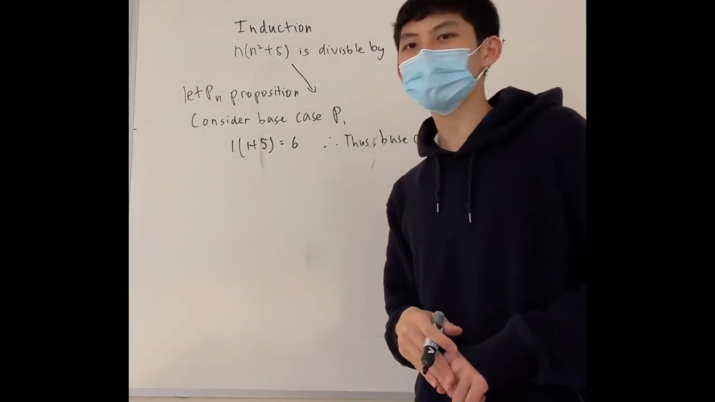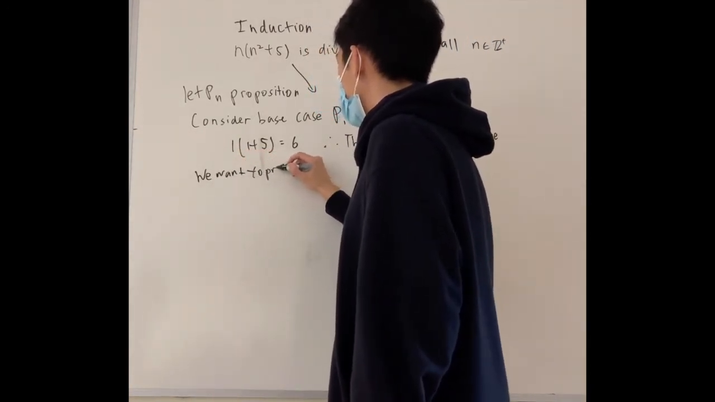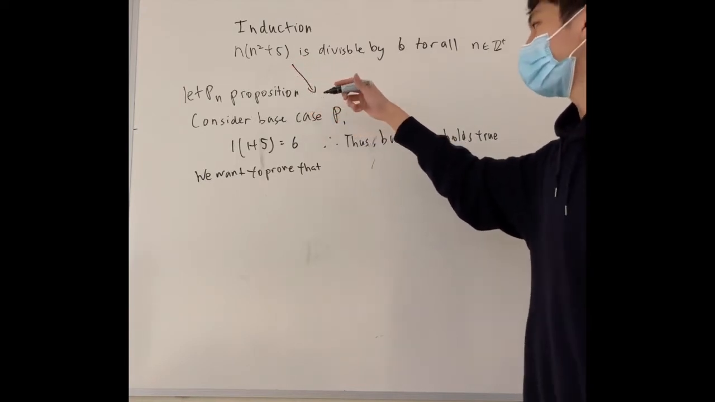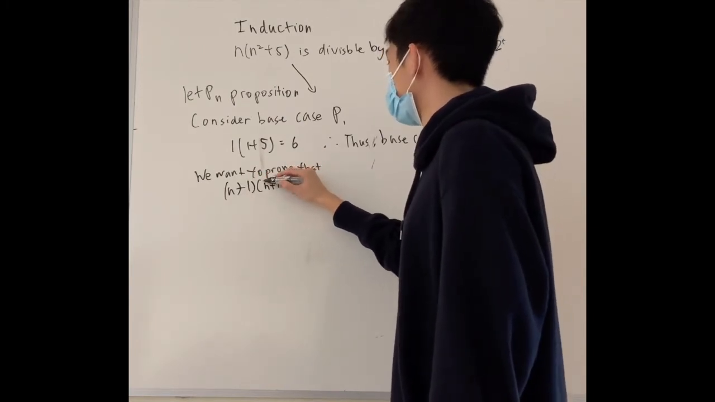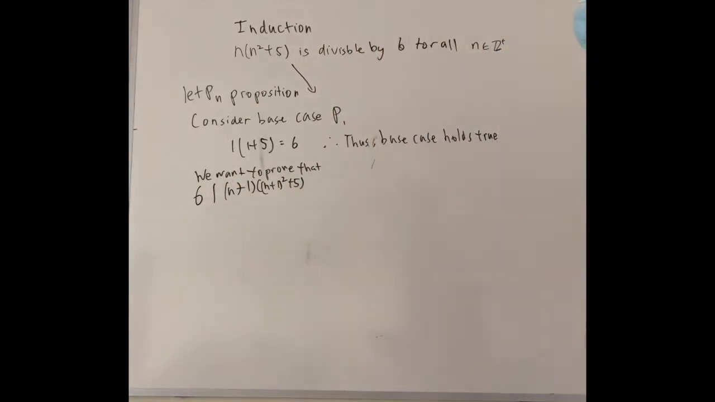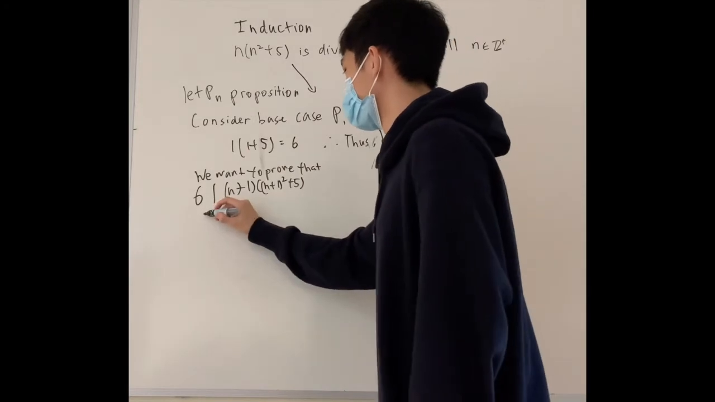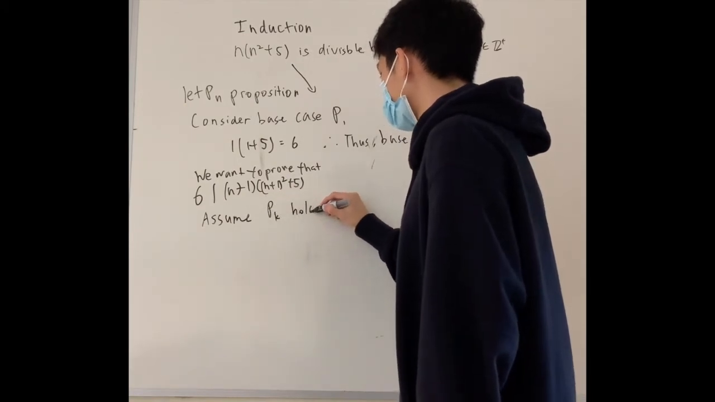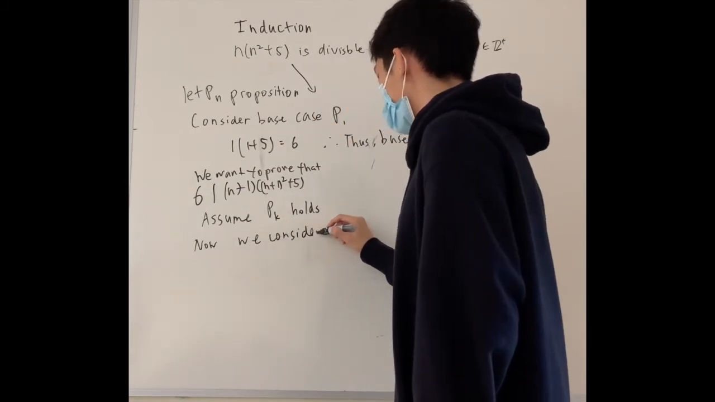Okay, so next, we want to prove the n plus 1 case. So assume that P(k) is true. We want to show that (n plus 1) times ((n plus 1) squared plus 5) is divisible by 6. Note this notation. What we do is we first assume that the proposition holds for any integer k. So assume P(k) holds. Now we consider P(k plus 1).